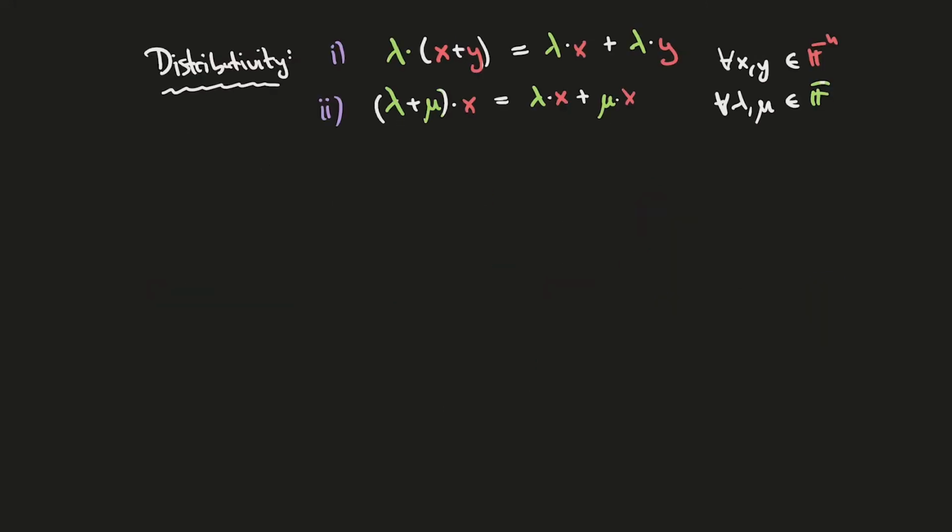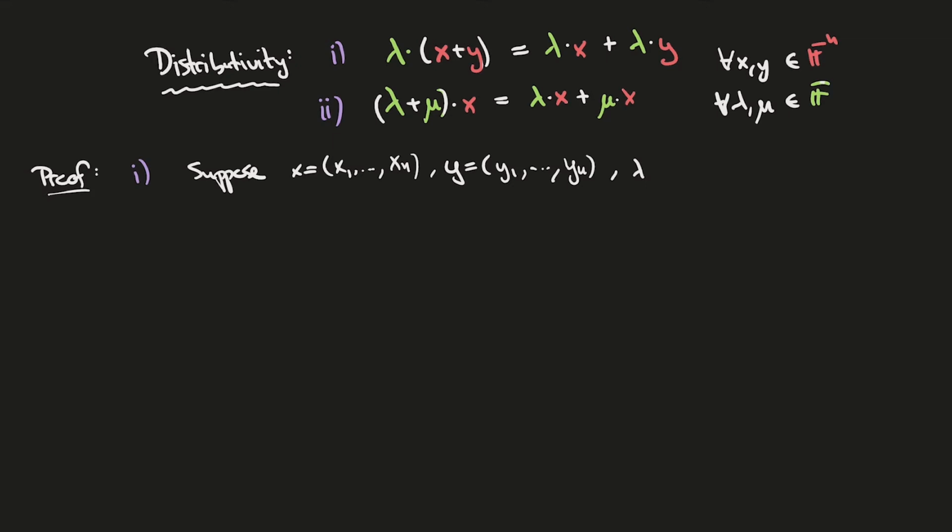As was the case with previous properties, the proof of distributivity boils down to reducing the distributive property in Fn to the corresponding one in the field F. So let's prove the first equation. Suppose that x is equal to (x1, ..., xn), y is equal to (y1, ..., yn), and that lambda is some element in F.